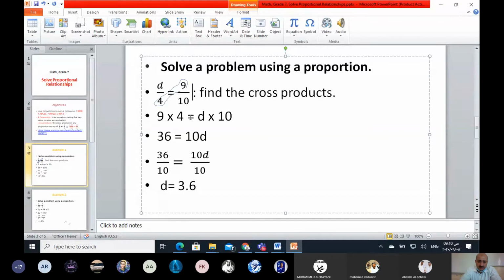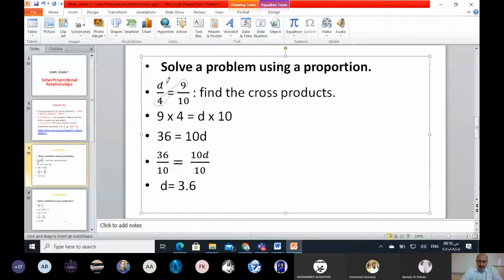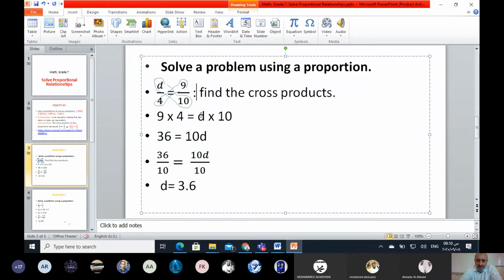Then equal. Then take d and multiply by 10. So right here, d multiplied by 10. So the cross product is like an X, a cross. This is the meaning of cross product: 9 multiplied by 4 equals d multiplied by 10.